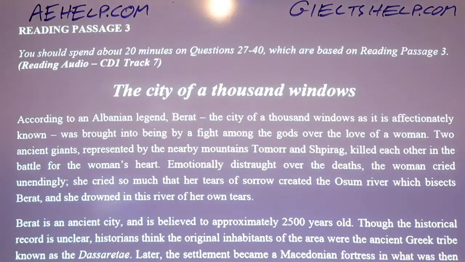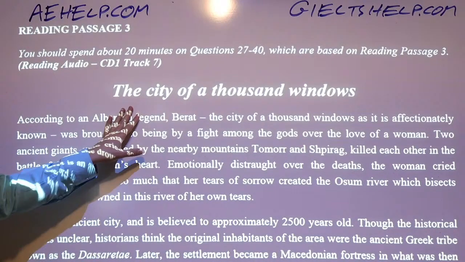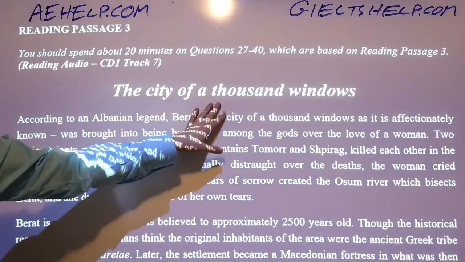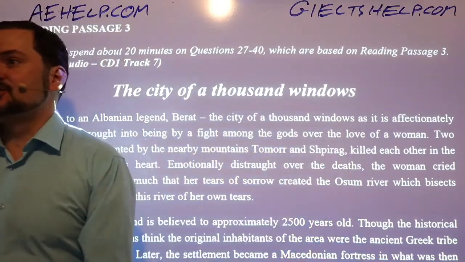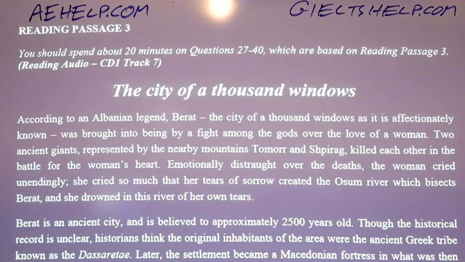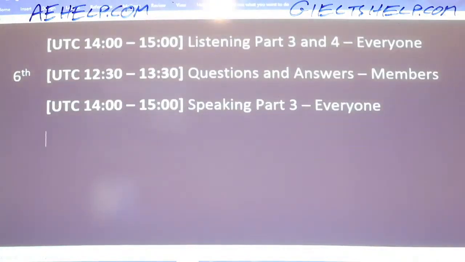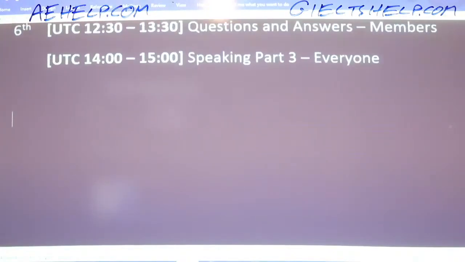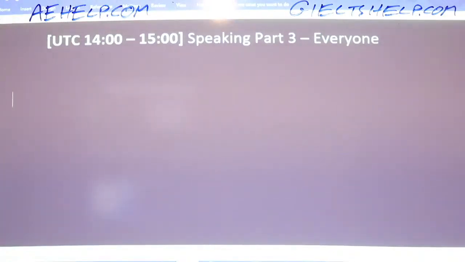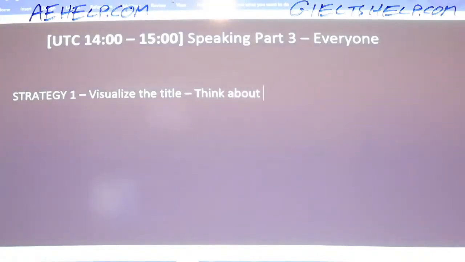In order to understand a passage in the exam, your first step should always be to visualize and think about the title of the passage. So let me ask you this. When you have this kind of a title, City of 1,000 Windows, what comes to mind? So obviously, visualize it. Strategy 1: visualize the title and think about what, why, and how.